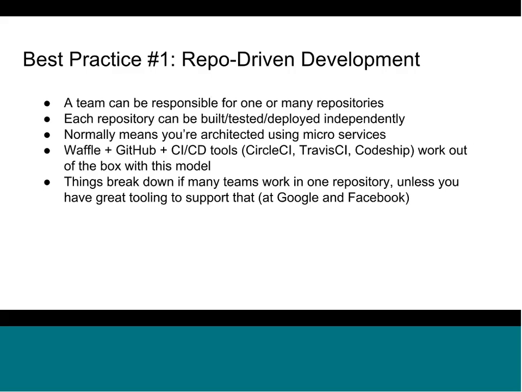So Waffle works best when you have a team tied to a repo or a team tied to many repos. It doesn't work very well if you have a bunch of teams working on one repo, just because you have so many people trying to use a single Waffle interface to track their work and it just gets super cluttered.